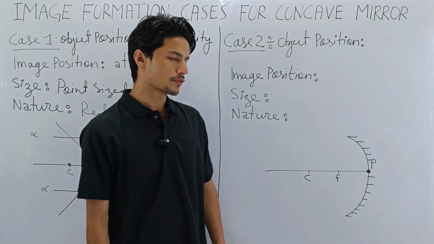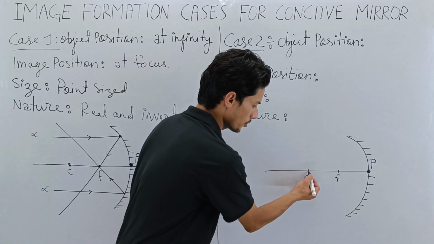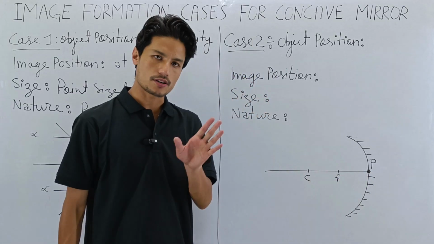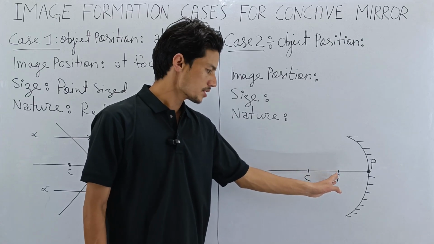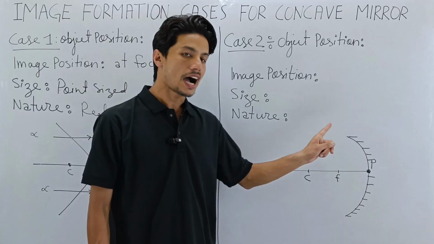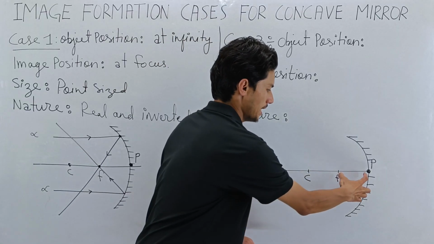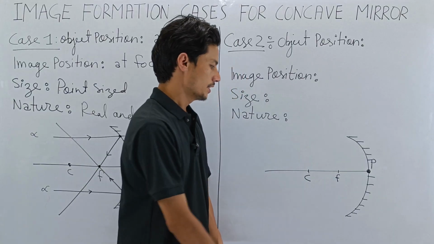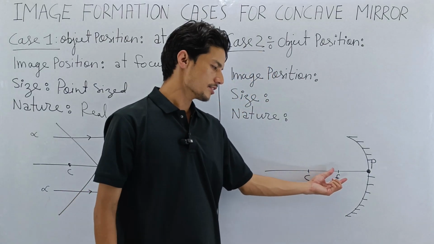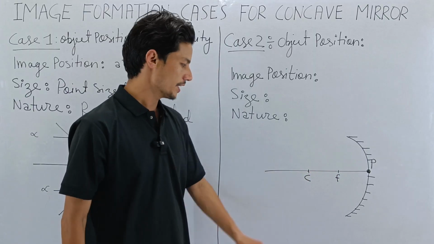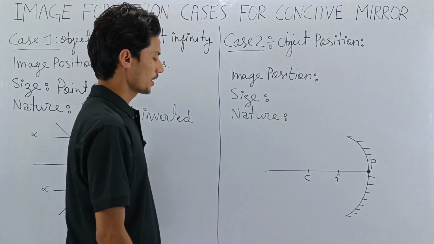You need to remember the relationship between R and F. The distance from C till P is called R, which is the radius of curvature, and focus is a point at half of R. So the distance between P and F is half of the distance between C and P. F is half of R, and R is twice of F. Okay, good.